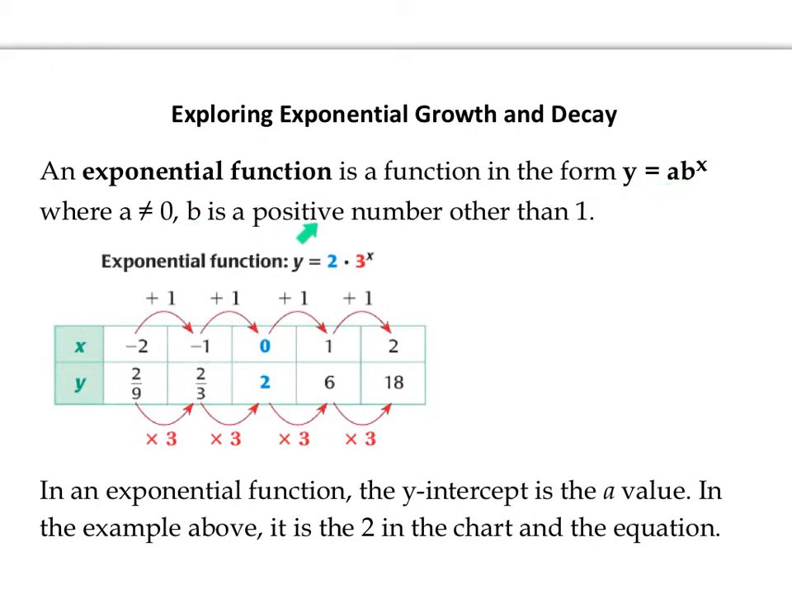Okay? And b needs to be a positive number other than 1. Okay? So again, if it was 1, 1 to the first power, second power, third power, fourth power would always be a 1, so it wouldn't change anything.